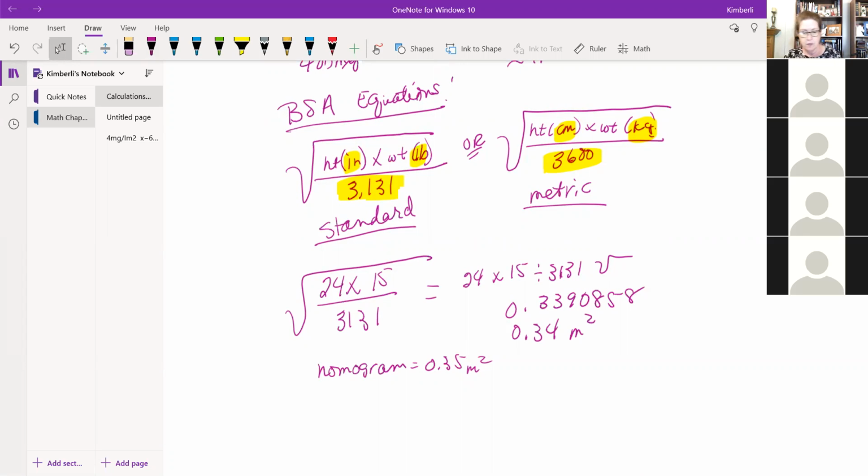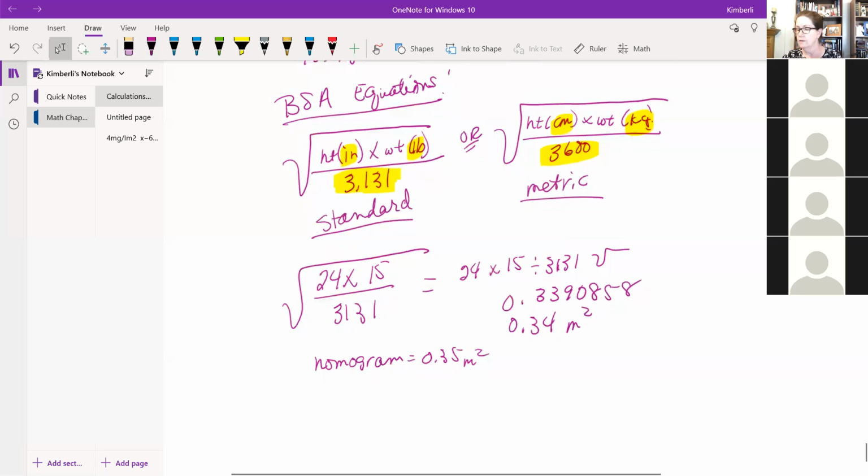Okay, so it gives you those practice problems to calculate the body surface area. And then it goes into the other rules. Page 266 gives you some practice problems. So let's look at 266 number 1.